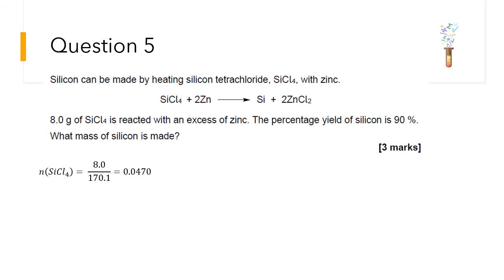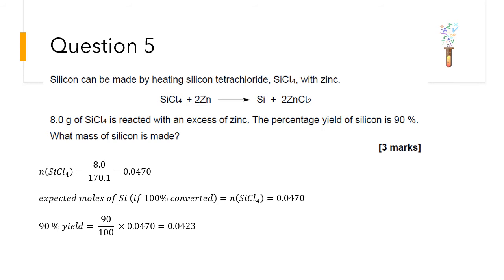The question is actually about silicon, so what's the ratio? And the ratio is 1 to 1. If it was 100% conversion, then we would expect 0.047, but it's actually only 90% conversion, percentage yield of 90, so we're only expecting 0.0423. Now you could do the 90% right at the very end once you've got masses if you like, so these final 2 steps are interchangeable.